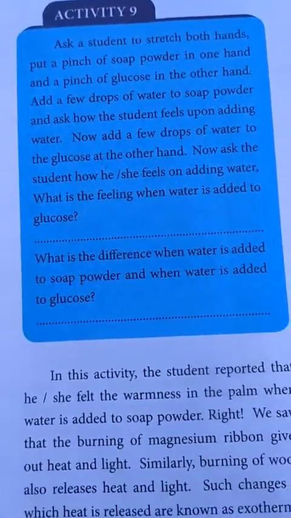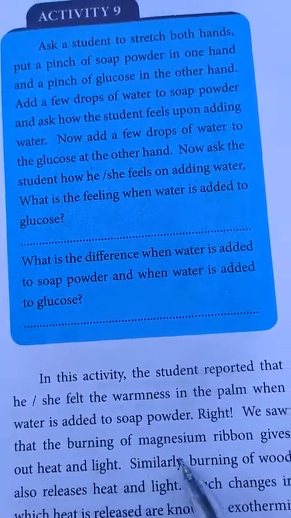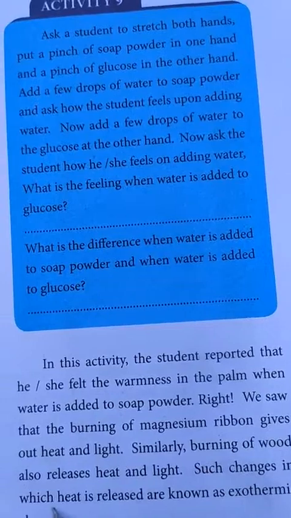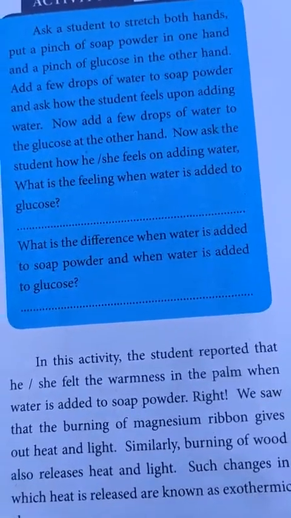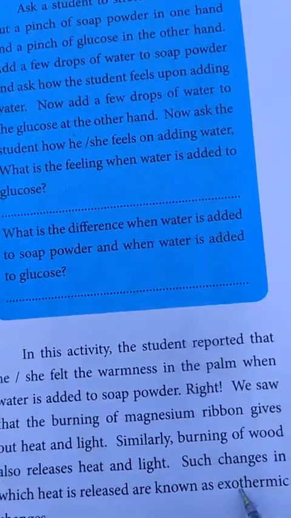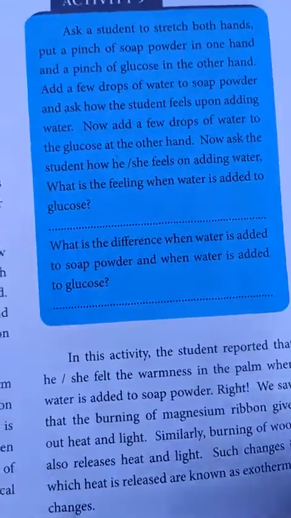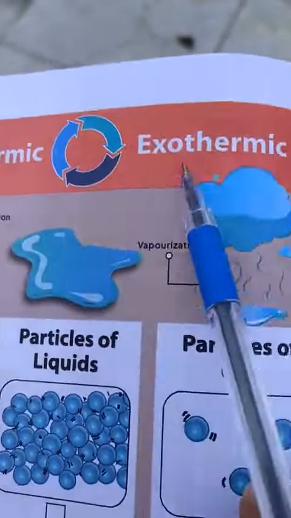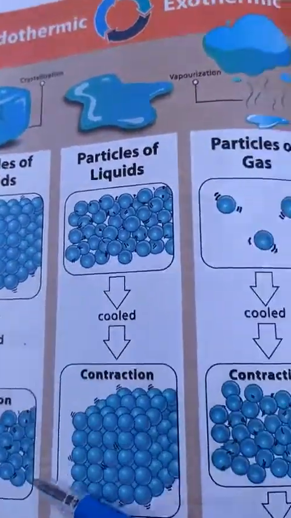We saw that the burning of magnesium ribbon gives out heat and light. Similarly, burning of wood releases heat and light. Such changes in which heat is released are known as exothermic changes. Okay. See the pictures, endothermic and exothermic process. So read carefully. Okay.